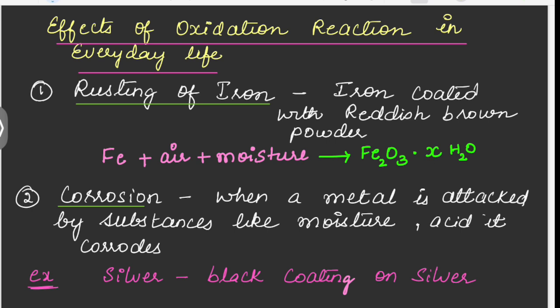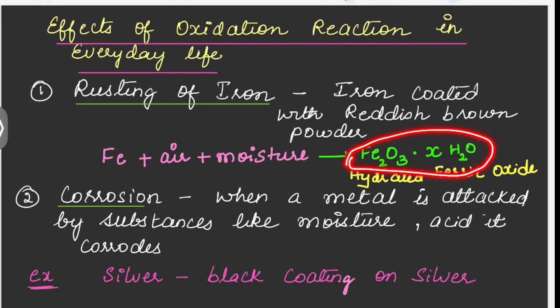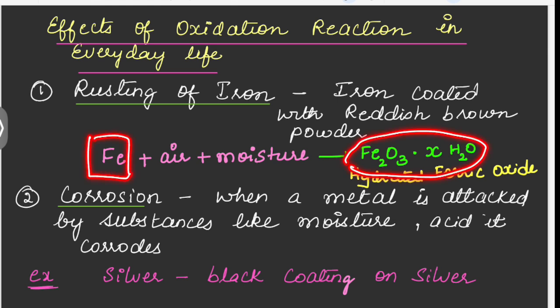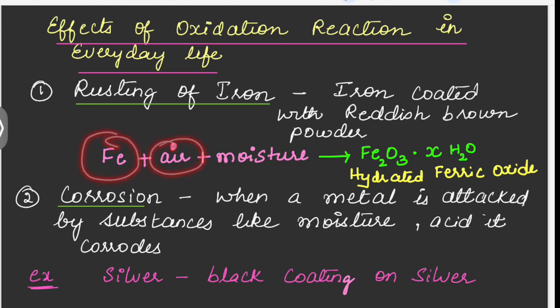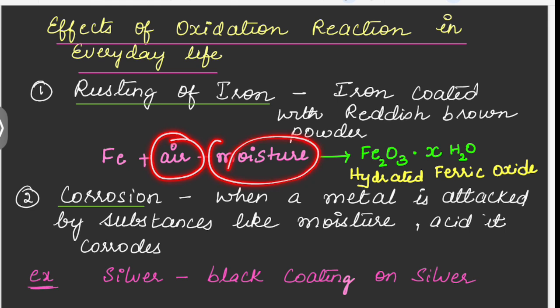So I'll write below, hydrated ferric oxide. This hydrated ferric oxide is called rust. That brown color, reddish brown layer which is formed on the iron is nothing but hydrated ferric oxide. So students, for rusting of iron, these three components are very important. There should be air, there should be moisture, and iron should be there. Only then can you see rusting taking place.